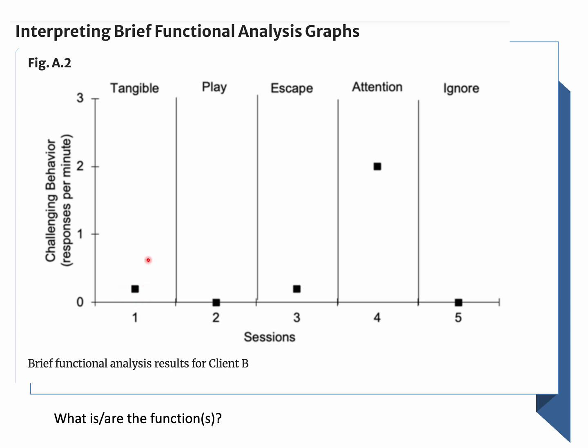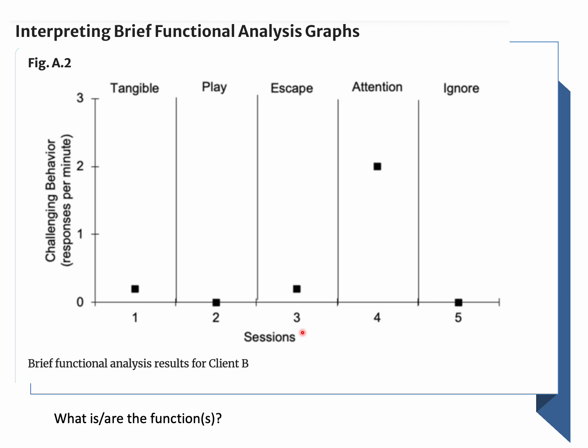And we can see here that in the tangible condition, the behavior occurred at a very low rate. I didn't mention this, but we're looking at responses per minute. So the challenging behavior occurred at a very low rate in the tangible condition, at a very low rate in the play condition, which is a good indication that the behavior is not maintained by attention. It occurred at a very low rate in the escape condition. It occurred at a very high rate in the attention condition, and then at a very low rate in the ignore condition. And the ignore condition and the alone condition are very similar. So seeing this data, what do you guys think the function of the behavior is?